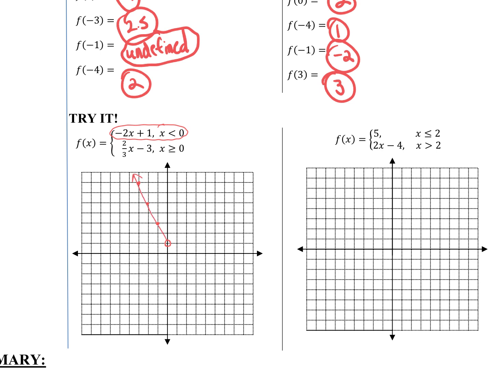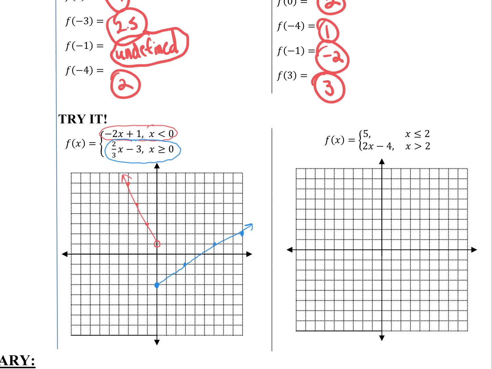And then for my second function, 2/3 x minus 3, where x is greater than or equal to 0. My y-intercept's at -3. That point is included since I want my domain to include 0. And then my slope is up 2 over 1, 2, 3. Up 2 over 1, 2, 3. Up 2 over 1, 2, 3. Again, notice that I'm only plotting points that are greater than or equal to 0 for x.